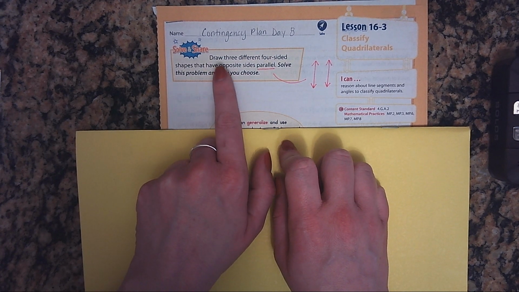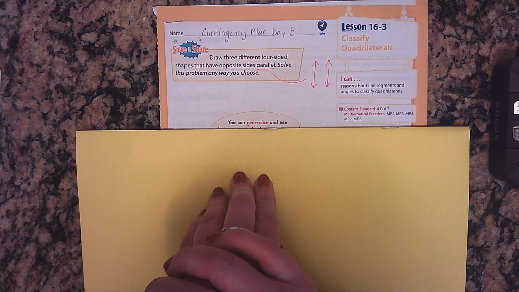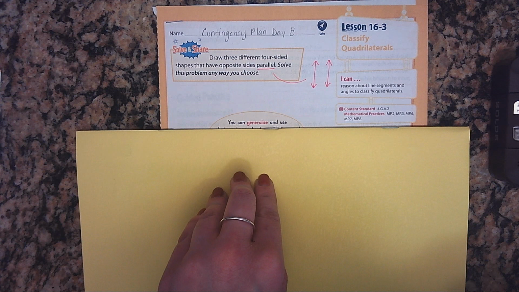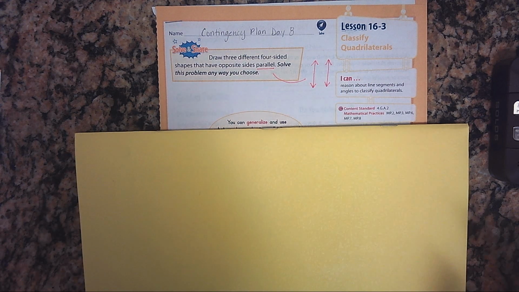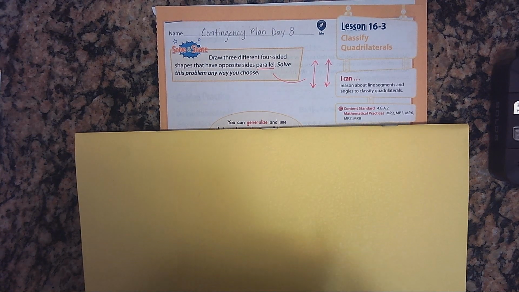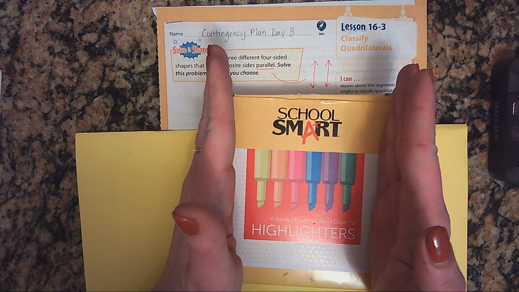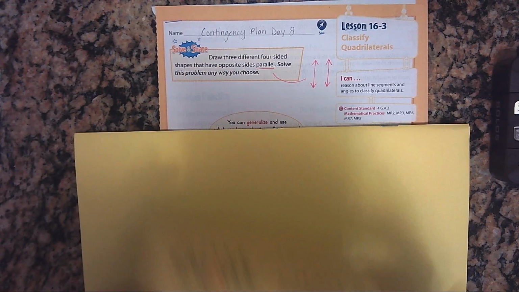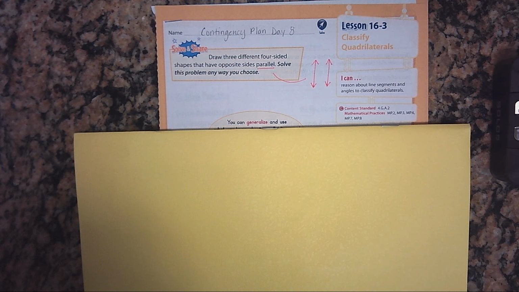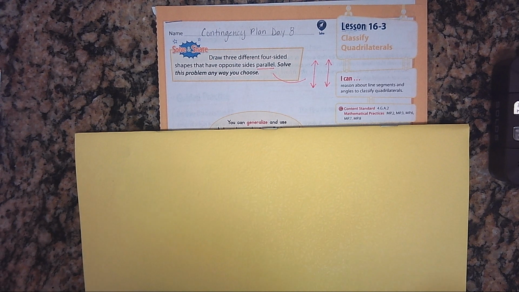Our solve and share says draw 3 different four-sided shapes that have opposite sides parallel. Now, when we say opposite, we mean opposing. So on the opposite side would be, if we were looking at this highlighter box, these two sides here are parallel. These two sides here are parallel. So that's what that means when the sides need to be parallel. So you need to draw 3 different four-sided shapes that have opposite sides parallel.